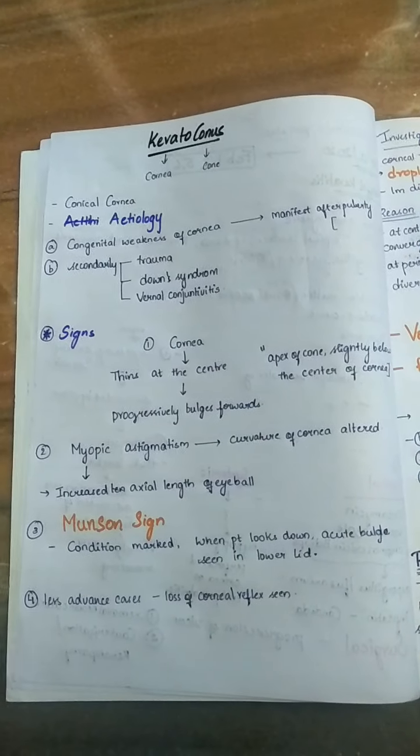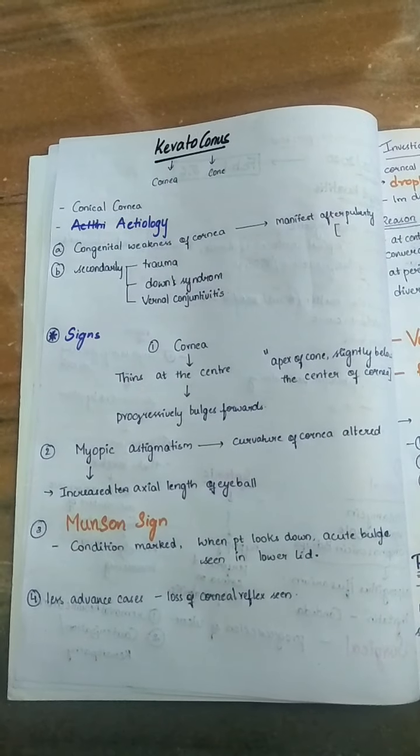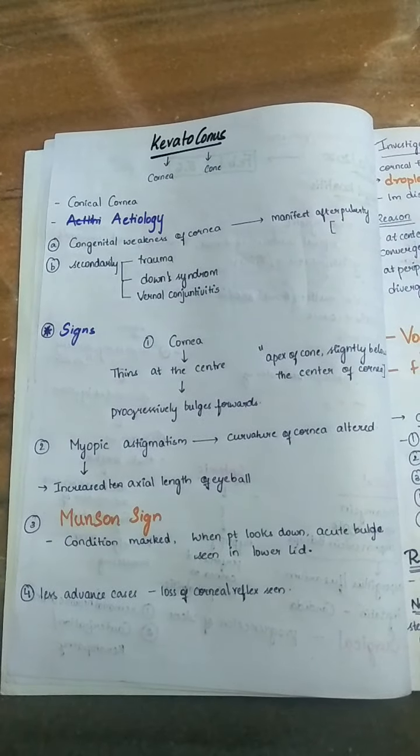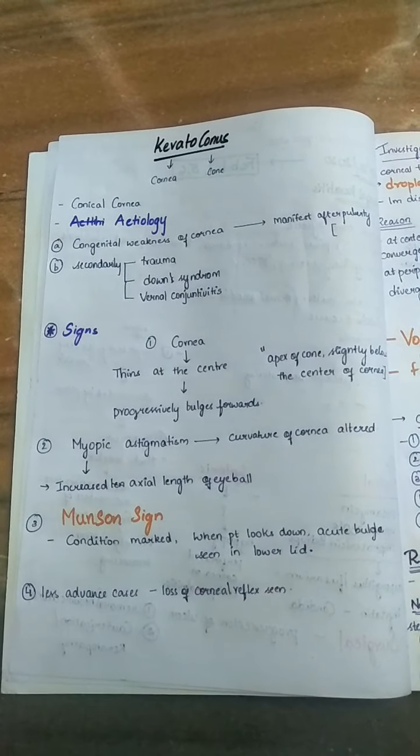Signs. Coming to the signs, the first sign is a bulge in the cornea. The bulge is due to the thinning of the cornea at the center. In this condition, the apex of the cone is slightly below the actual center of the cornea.